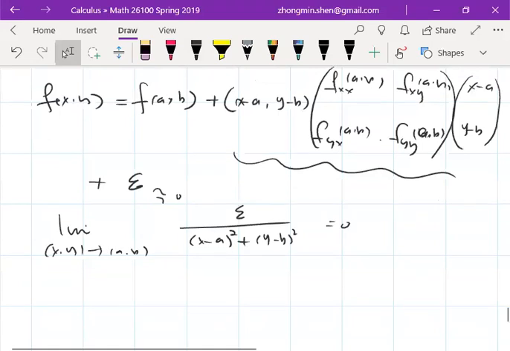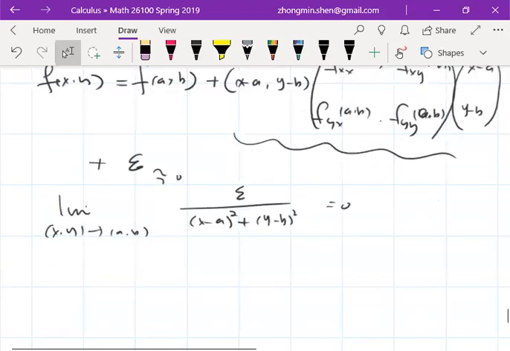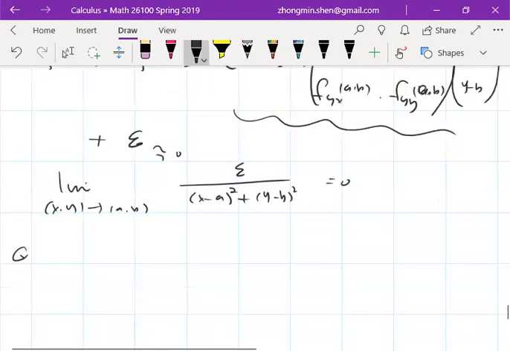All right. Let's look at another point. Another example. Here's another example, taken from the book.